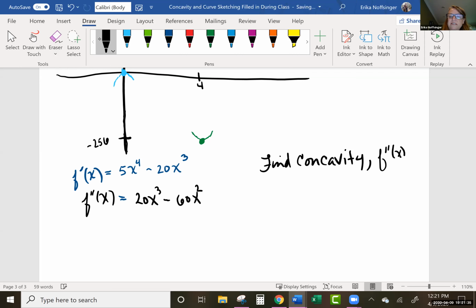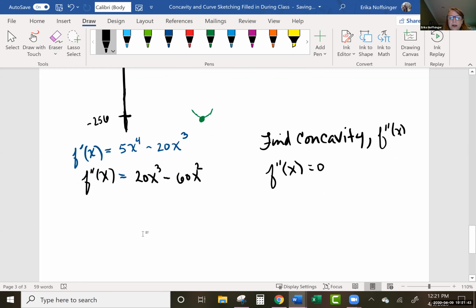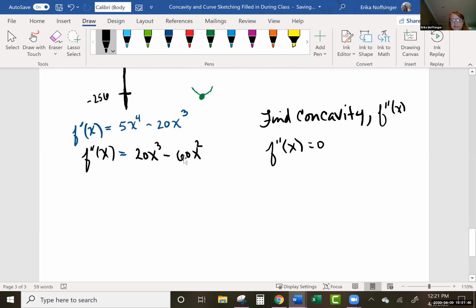And so we need to find when is f double prime of x equal to 0 or undefined. So again, it's a polynomial, so it's defined everywhere. I'm only looking at when is 20x cubed minus 60x squared equal to 0. We can factor out a 20x squared from both of those. And so we get 20x squared times x minus 3. So this is going to occur when x is 0 and when x is 3.